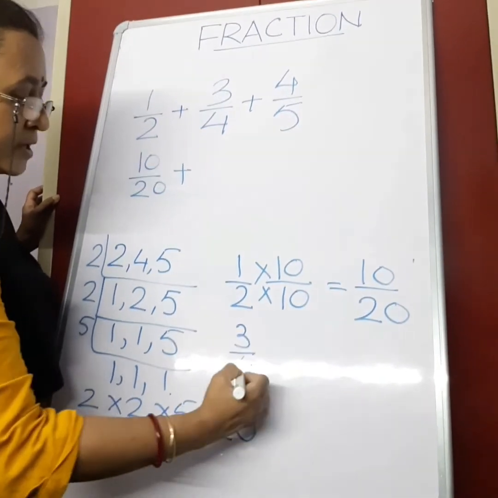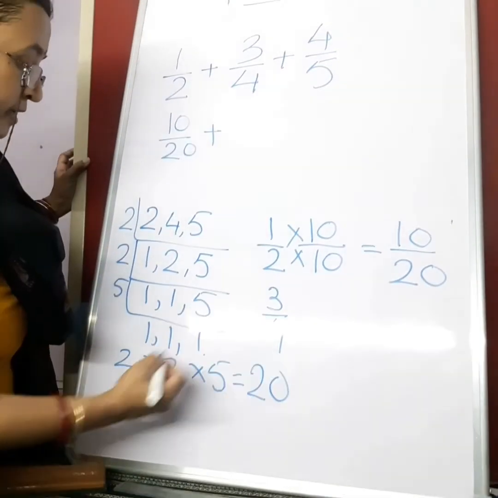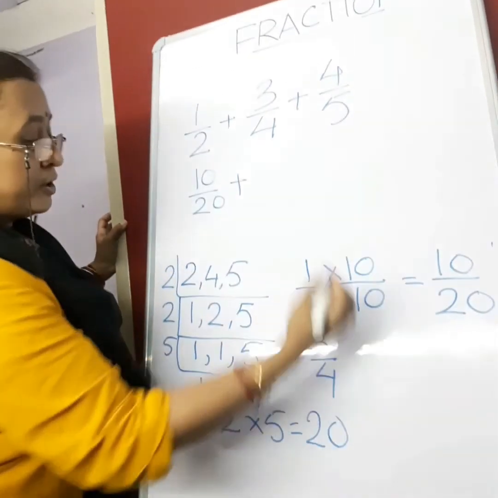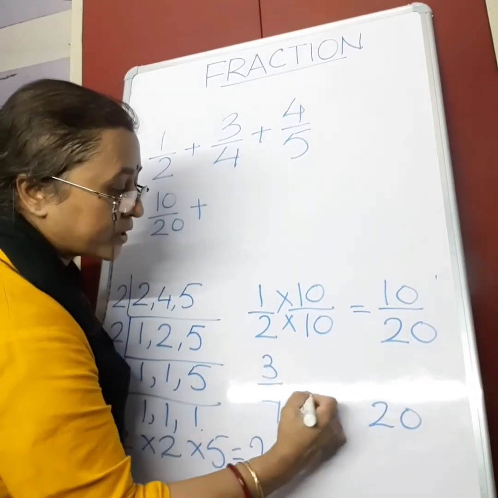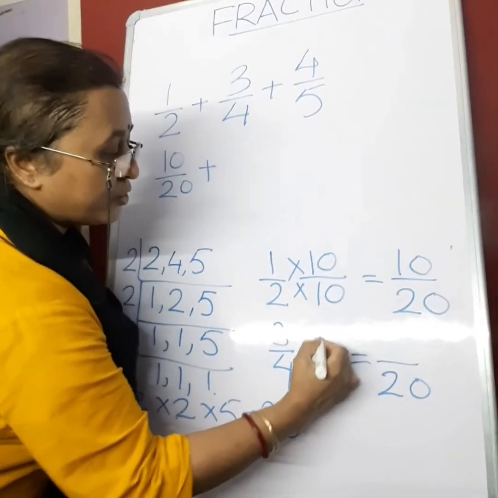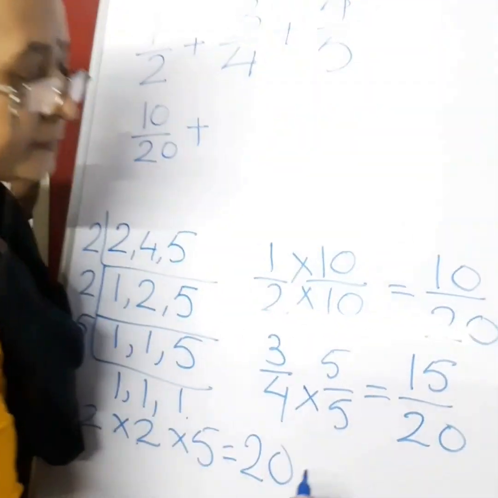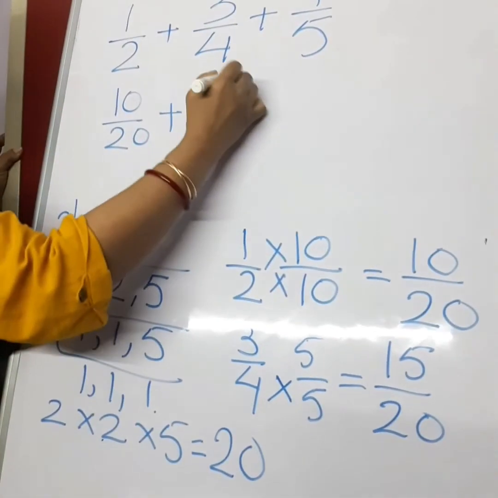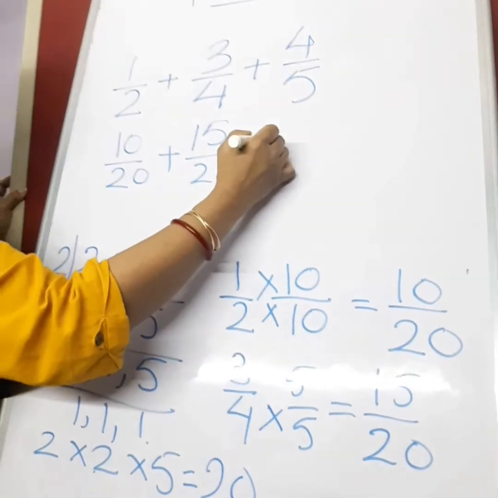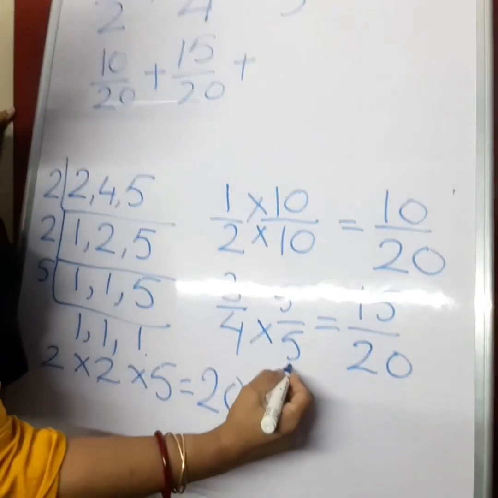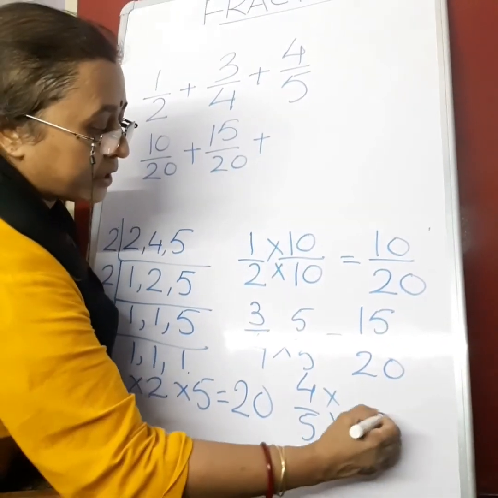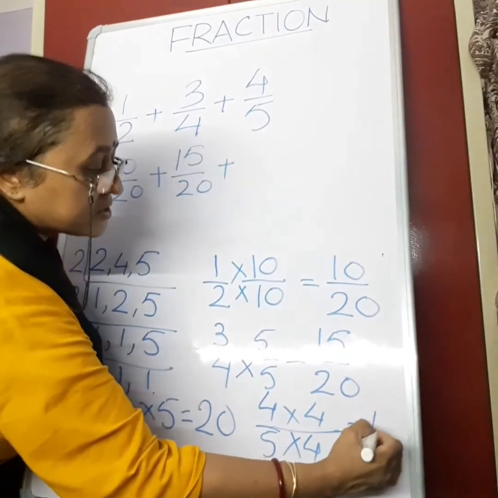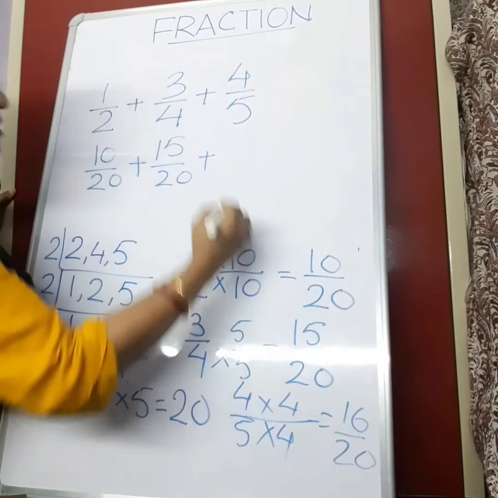We are doing the same thing as we did in comparing. 3 by 4 and we have to change it into 20. So making it into 20 means I have to multiply by 5. It will be 15 by 20 plus. Next is 4 by 5. To make it 20, I have to multiply by 4. So it will be 16 by 20.